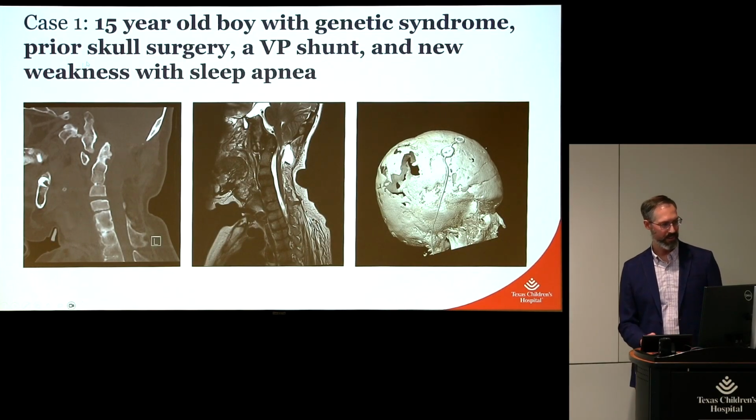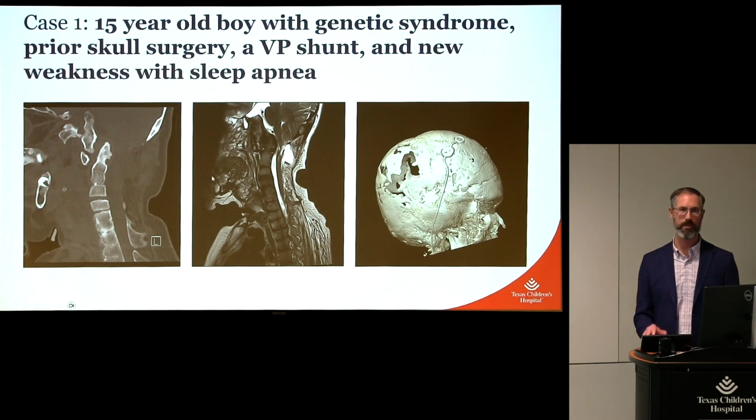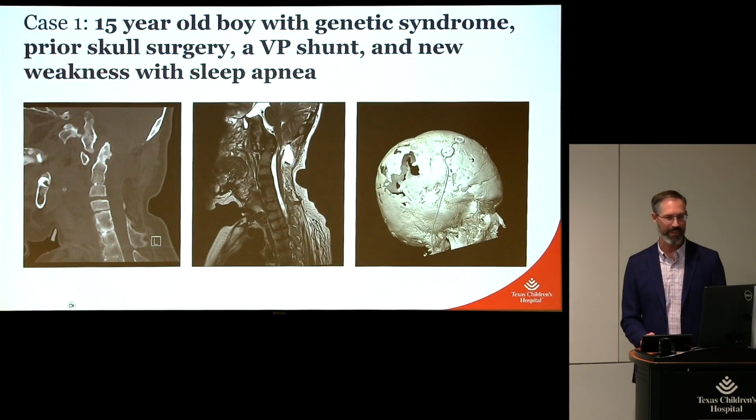So here's a case, a 15-year-old boy who has a genetic syndrome, had prior skull surgery. You can see some open spots in the skull, has a shunt, which is a tube from the brain to the abdomen draining fluid. And he came in with some new weakness and problems with sleep apnea. He wasn't breathing at night.